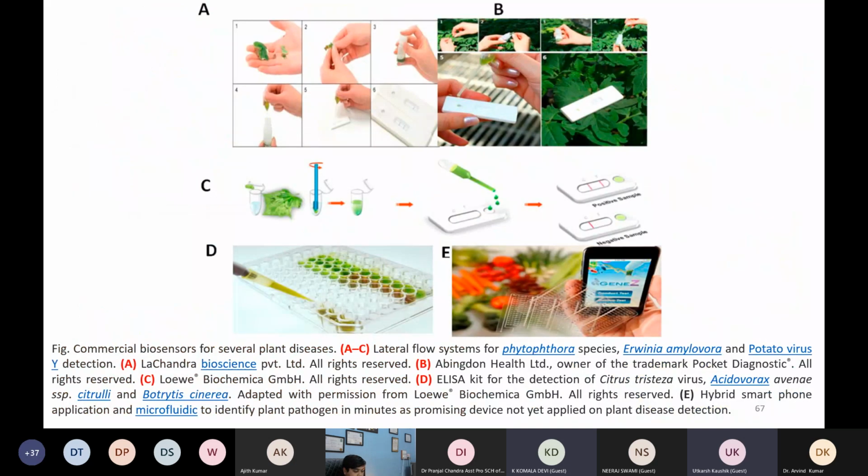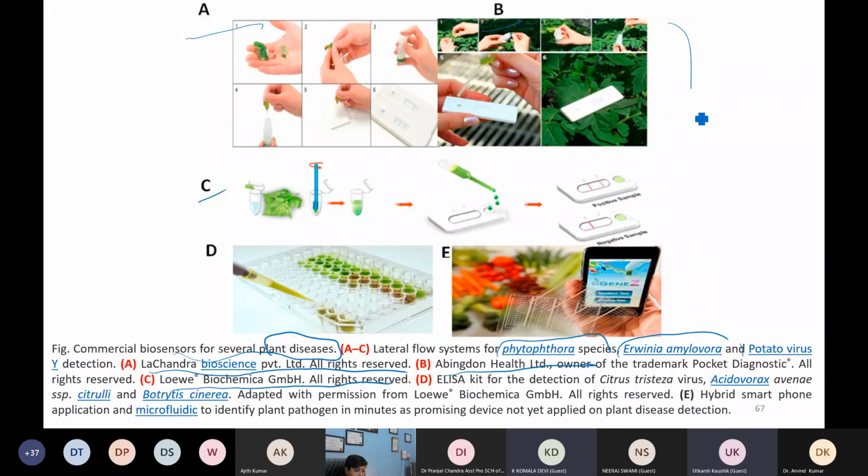All right. Now this is very much interesting. These are the commercial biosensors for several plant diseases, A to C, 1 to C. This is for Phytophthora, Erwinia, and potato virus detection. And the important thing is what? This is marketed by these particular companies, right?